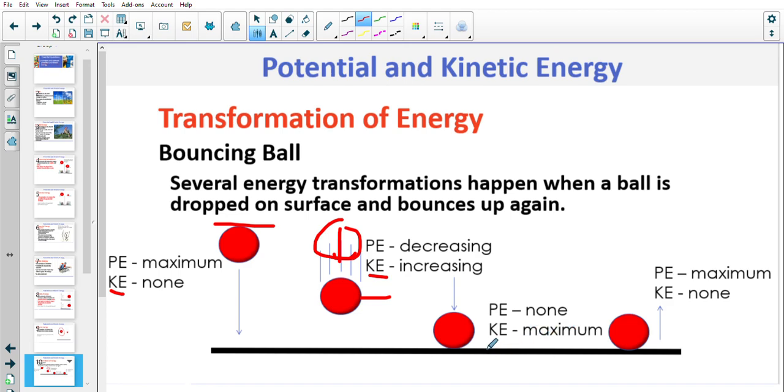Now just a few seconds later, there will not be kinetic energy because it is stopped. But as the ball bounces and moves back up, it is now gaining potential energy because it's going higher and higher and higher. When it is stopped on the ground, there is no kinetic energy.